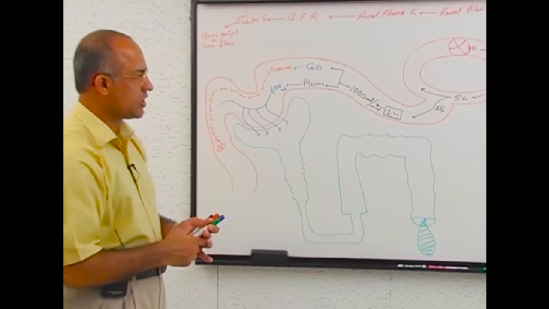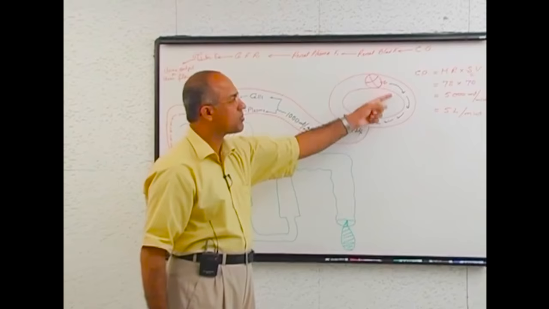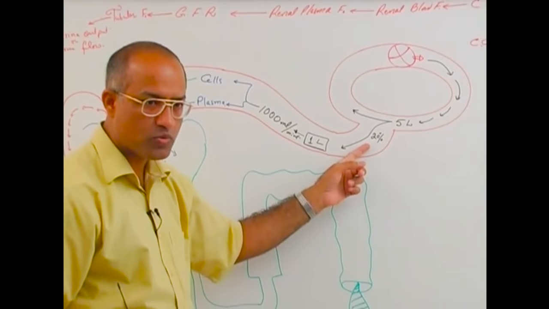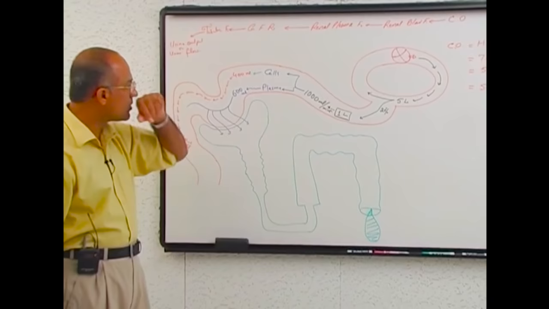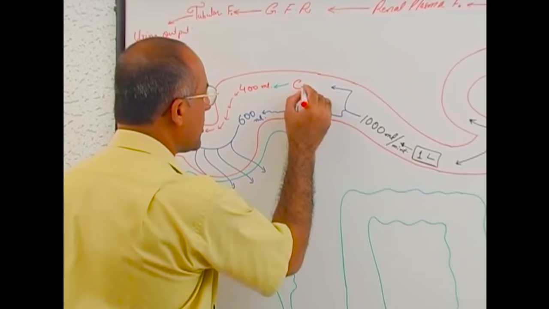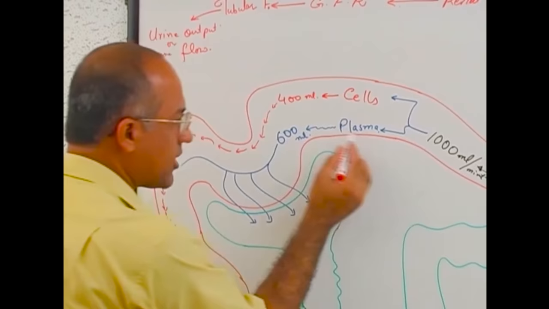I said that heart is pumping how much blood per minute? 5 liter. Out of that, 20% is going to the kidneys. It means renal blood flow is 20% of the cardiac output, or 20 to 25% of the cardiac output. That is approximately 1 liter or 1000 ml blood coming to the kidneys. Out of that, approximately 400 ml are the cells, and plasma is 600 ml.